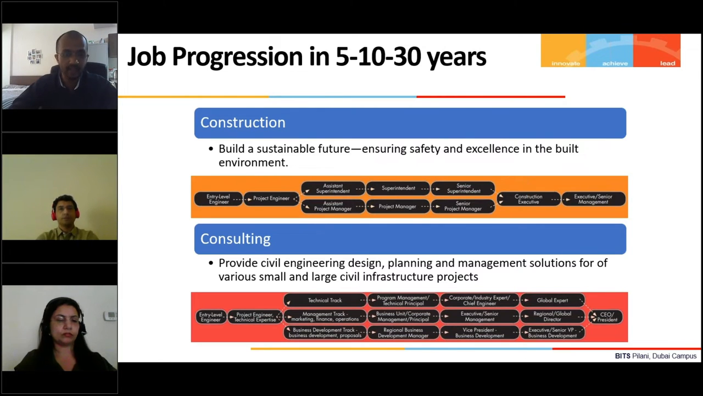As for the consultancy, what they do is give management or planning solutions or design solutions. An entry level manager can reach a CEO level throughout the years. So there is good career growth which can happen in the civil engineering field. Okay, next one.